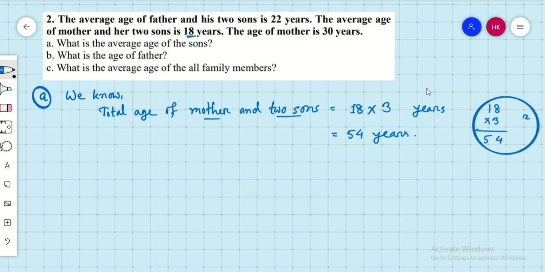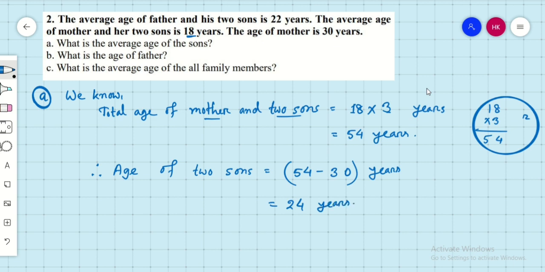So 54 years is their total age, but the age of mother is 30 years. So at first we need to find the age of two sons. Age of two sons is equal to 54 minus 30. 54 is the age of 3 persons, but the age of mother is 30. So if we subtract 30, we will get the age of two sons. Age of two sons is 24. 54 minus 30 will be 24 years.